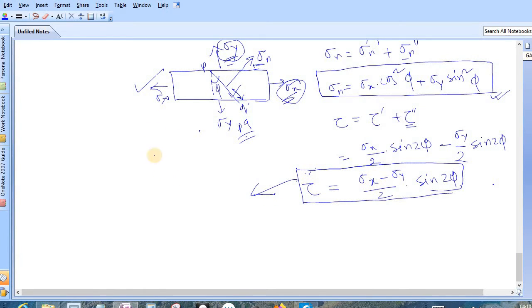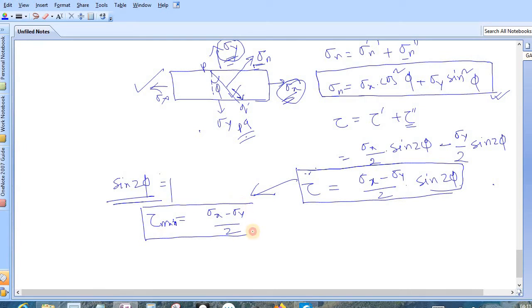This formula says that if sine 2 phi is 1, in that case tau becomes maximum, and the value of this maximum shear stress on the plane comes as (sigma x minus sigma y) by 2. This is the implication of this formula. And for that, what should be the angle of this plane? Obviously if sine 2 phi is equal to 1, then 2 phi comes as pi by 2 and phi comes as pi by 4.